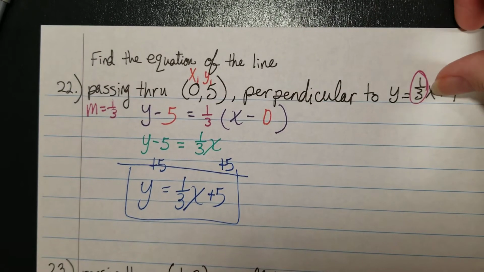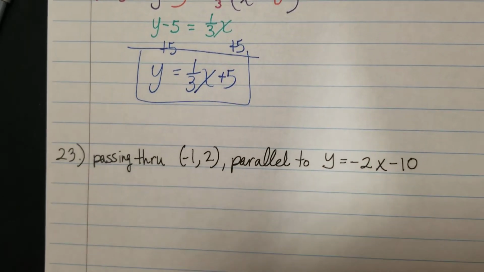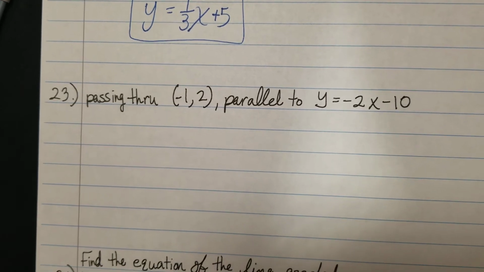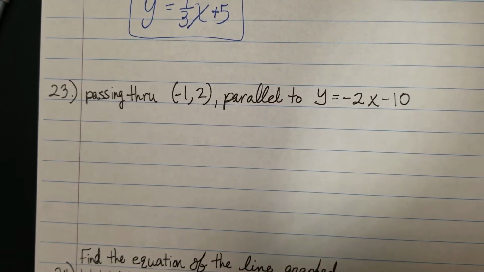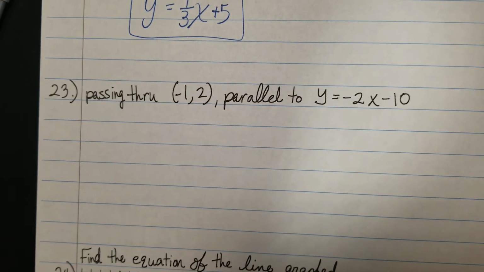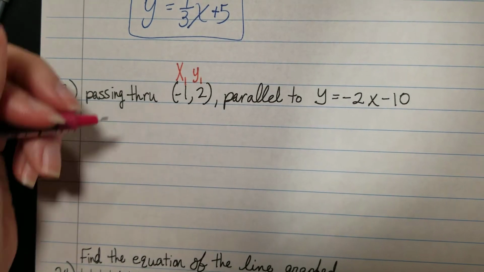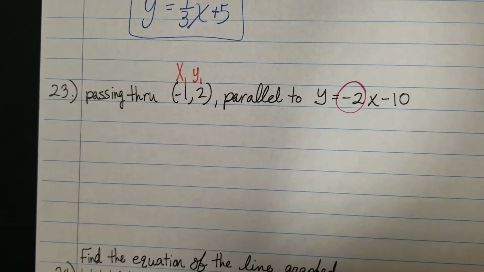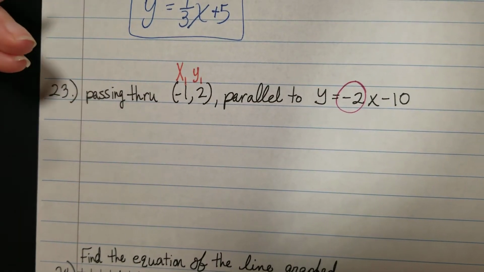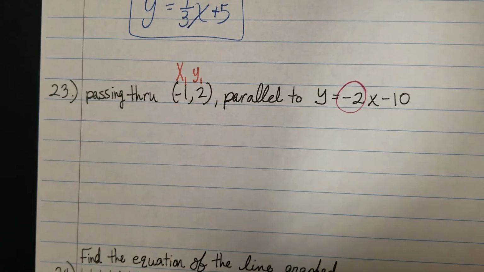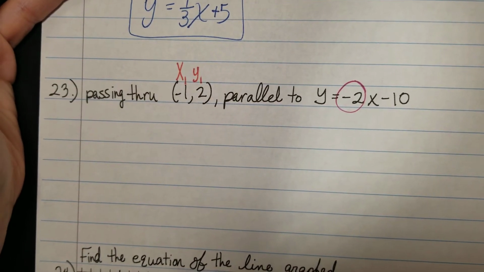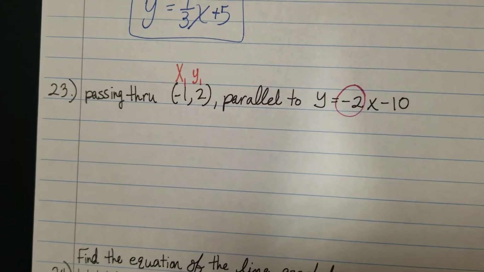Okay, and then number 23, we're looking for an equation of the line that passes through the point (-1, 2) and is parallel to y equals -2x minus 10. Okay, so we have x1, y1, and then the slope is negative... Oh, I just realized I totally messed up the last problem. Sorry, I must be a little bit tired. All right. Let's just go back and fix that.